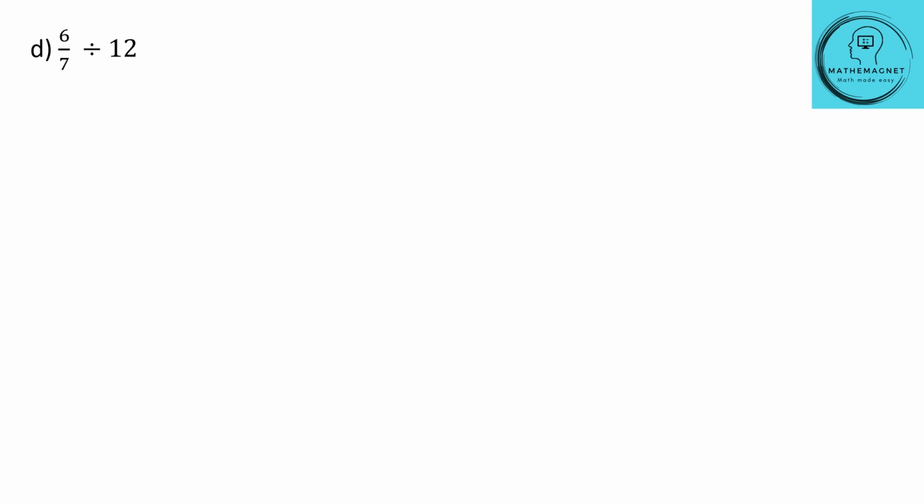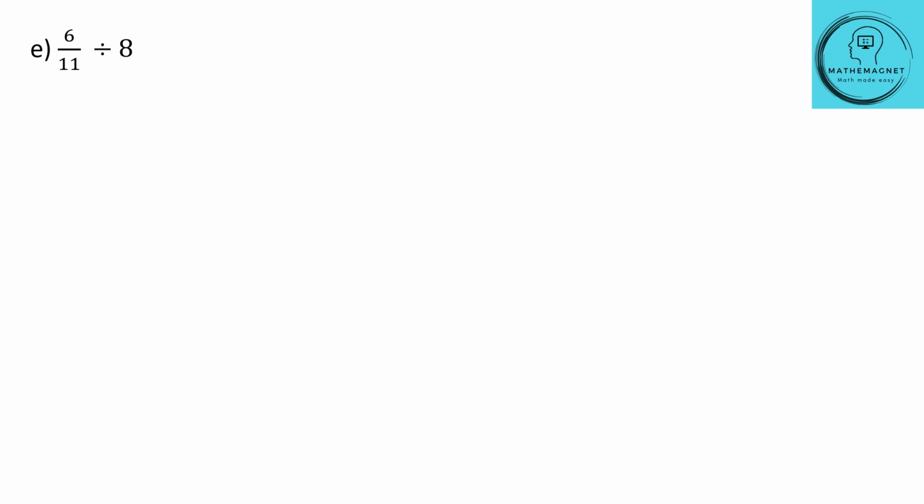D, 6 by 7 divided by 12 can be rewritten as 6 by 7 into 1 by 12. 6 and 12 get cancelled out each other by 2 times. That will be equal to 1 into 1 by 7 into 2, which is equal to 1 by 14.